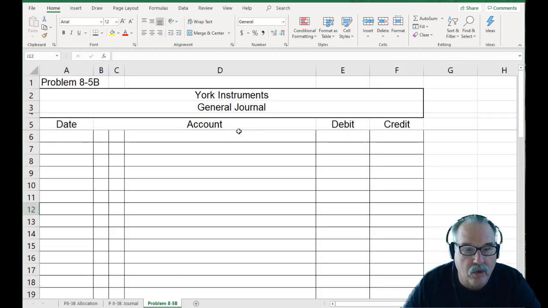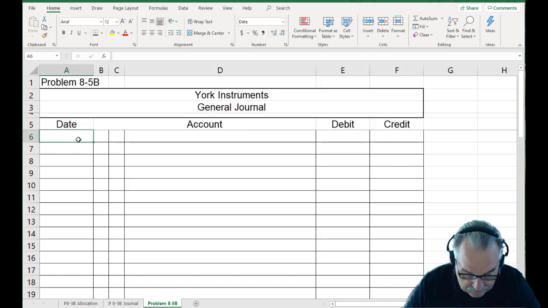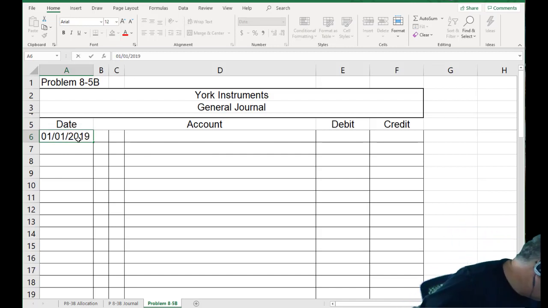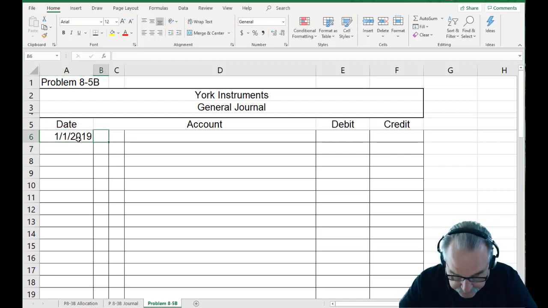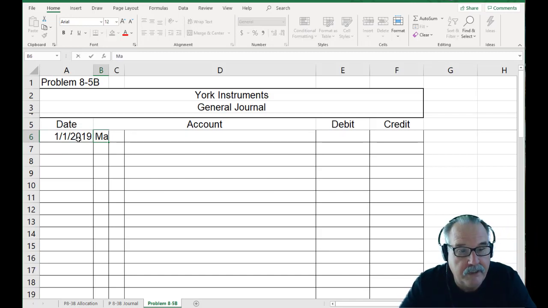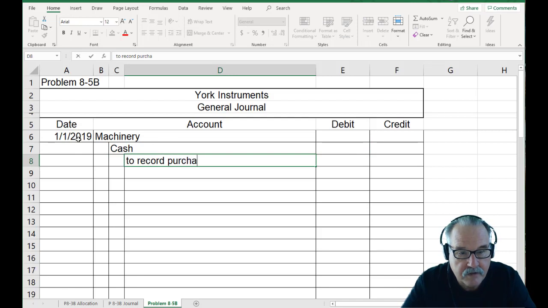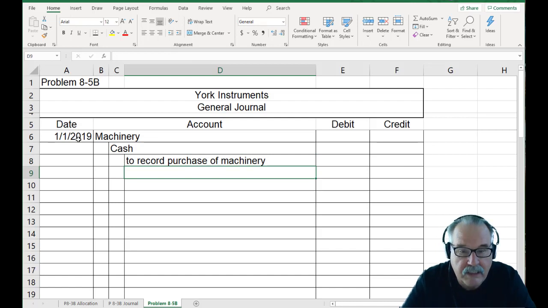This is York Instruments, problem 5B, and the date is January 1st, 2019. Oh, it just says year 1, but I'll use 19. And we're going to debit machinery and credit cash. We paid cash for this piece of machinery, and this is to record purchase of machinery. Again, if we had a serial number or a better description of this, we would put it in here so that somebody knows exactly which piece of machinery.